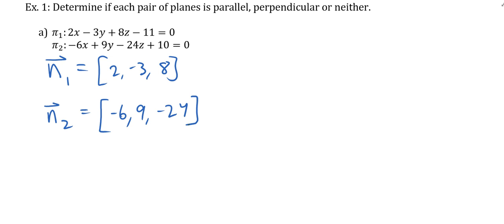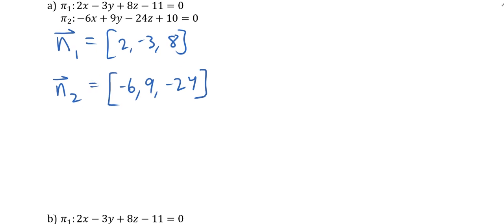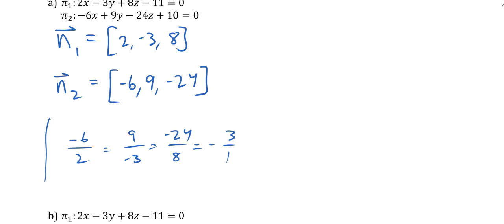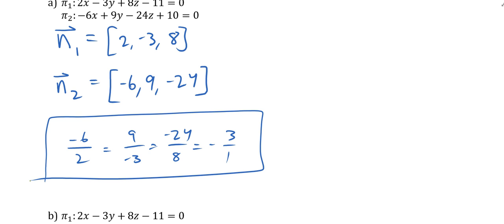Times -3. So I can show this a couple of ways. I can do this: -6 over 2 equals 9 over -3 equals -24 over 8. It all equals -3 over 1, or -3. Very good. You can think about it as a big, long proportion statement there.